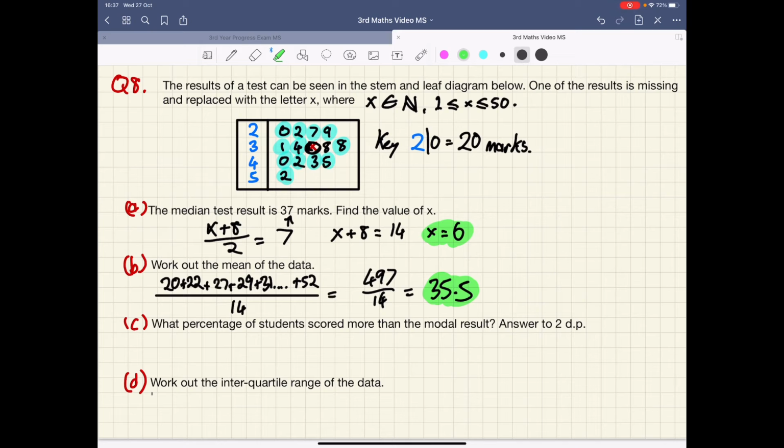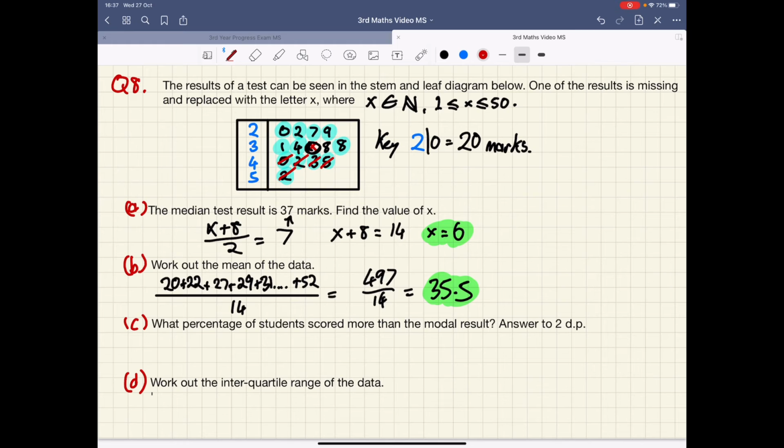What percentage of students scored more than the modal result? Answer to 2 decimal places. So let's see what the mode is. I think it's 38. Let me have a look. I don't see any other value higher than 30 or that occurs more often than 38, because 2 people got 38, everyone else got a unique result. So that means there are, let's use red, 1, 2, 3, 4, 5 people who got higher than the modal result.